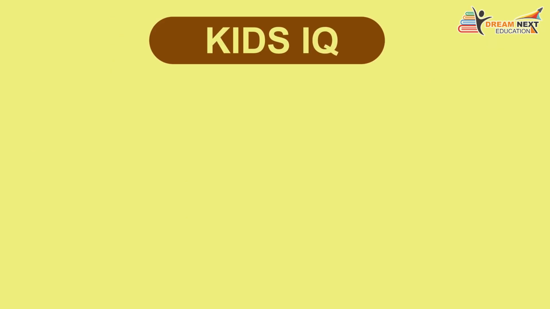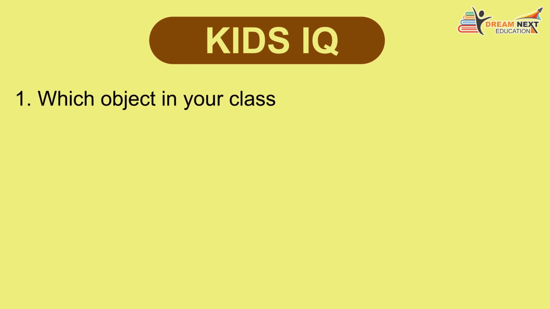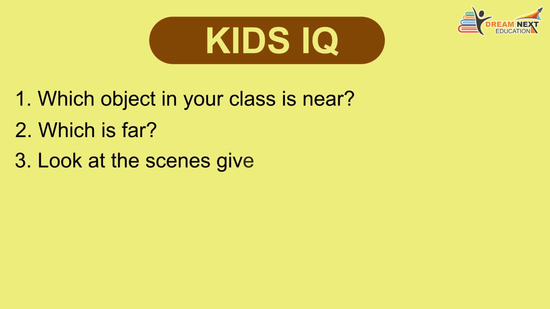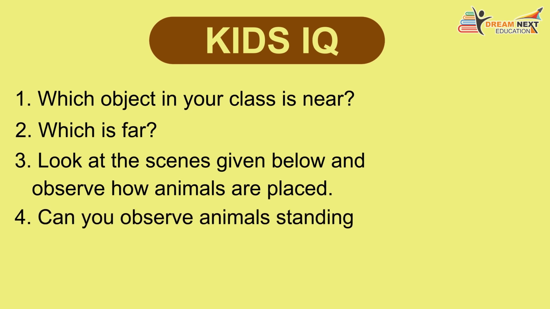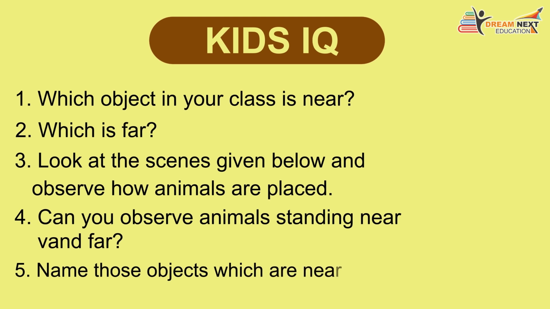Kids IQ. 1. Which object in your class is near? 2. Which is far? 3. Look at the scenes given below and observe how animals are placed. 4. Can you observe animals standing near and far? 5. Name those objects which are near and far to you.